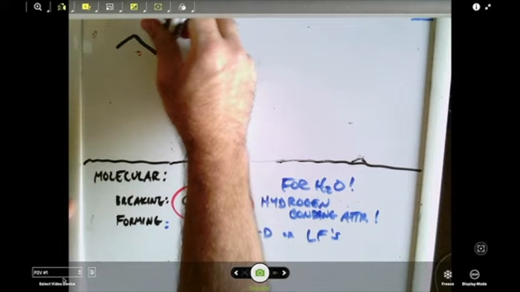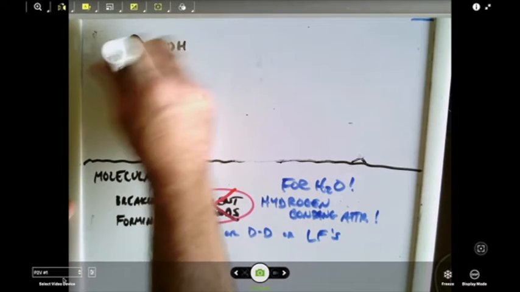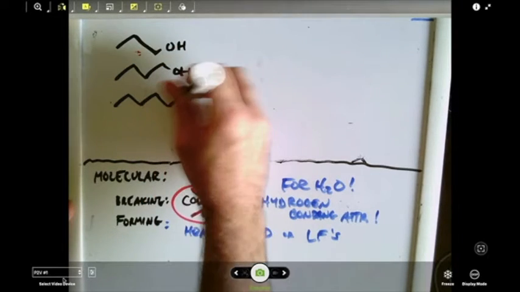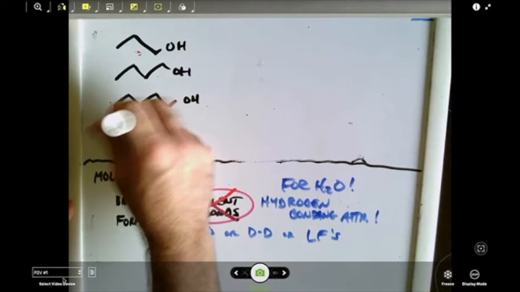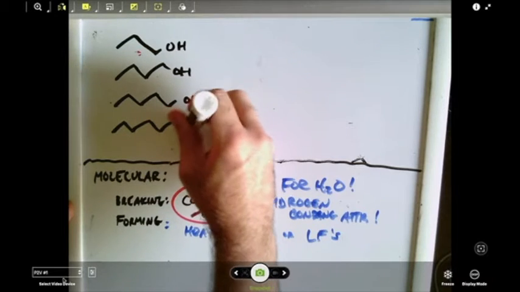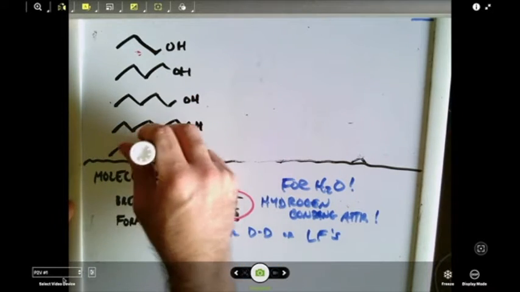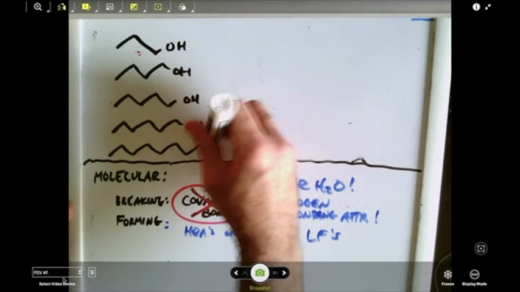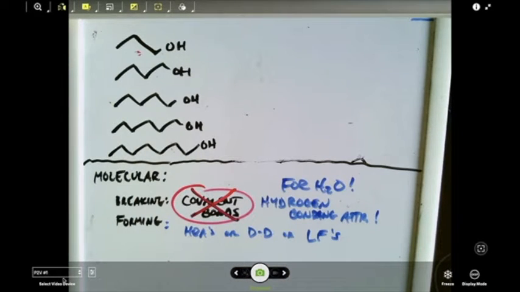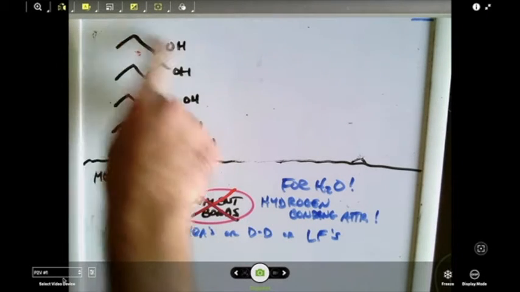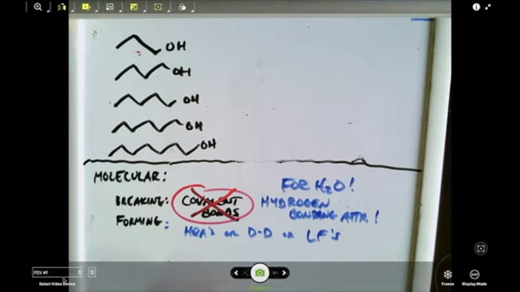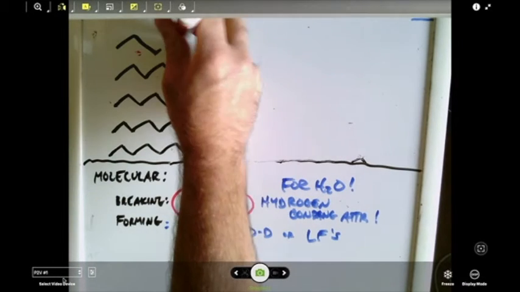So we've got propanol, butanol, 1-pentanol, 1-hexanol, 2, 3, 4, 5, 6, 7, 8, there we go, and 1-heptanol. So notice all I'm doing with these molecules here is bit by bit extending the carbon chain, but every one of them has an OH, an alcohol group, at carbon 1.